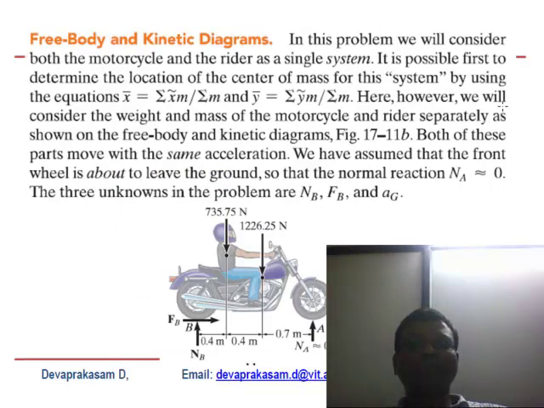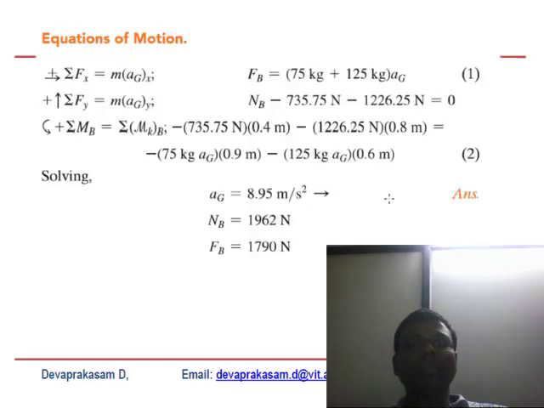So let us draw the free body diagram, apply the forces and resolve them. We have to find NB, and A is a free wheel. If you assume it's above the ground, then there is no normal reaction, so NA is 0. So NB, FB and AG we have to find out. There are three unknowns. Similarly, resolve in the x direction, m AG, and in the y direction. Now, because A doesn't have contact with the ground, you have to take a moment at B, because you are raising the bike up.